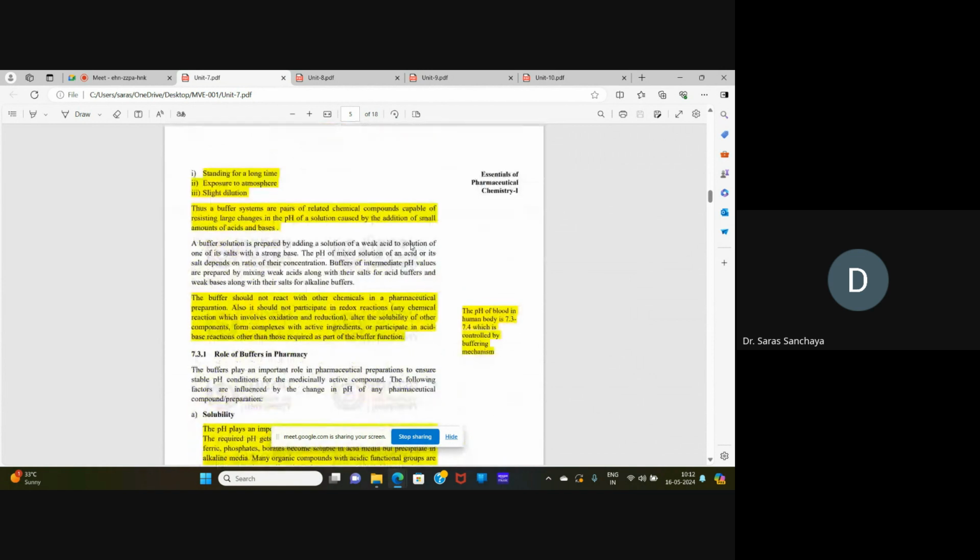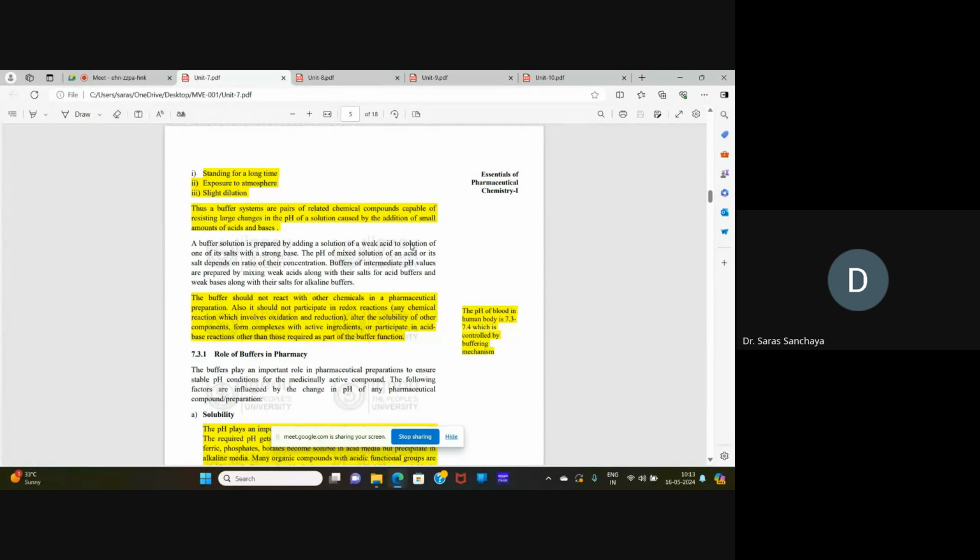The buffer should not react with other chemicals in a pharmaceutical preparation. Also, it should not participate in redox reactions, that is, reduction and oxidation reactions. Any chemical reaction which involves oxidation and reduction, that is, redox reaction, alter the solubility of other components, form complexes with active ingredients, or participate in acid base reactions other than those required as part of buffer function.